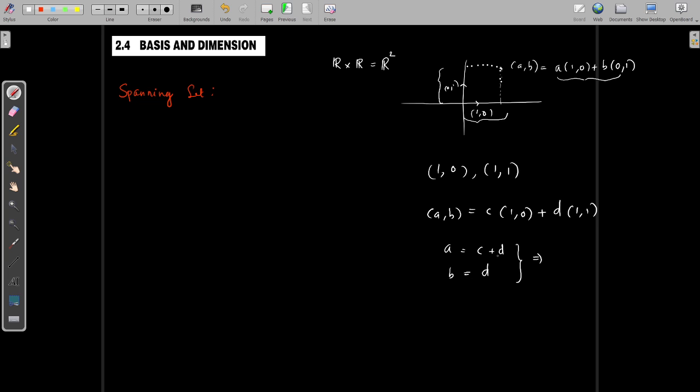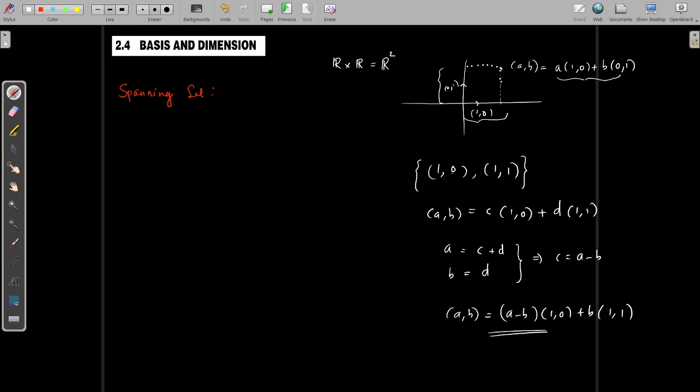When you substitute d equal to b in this, you get c is equal to a minus b. This shows that any (a, b) can be written with c equal to a minus b, so this is (a minus b) times (1, 0) plus b times (1, 1). So any (a, b) can be written as a linear combination of (1, 0) and (1, 1) rather than (1, 0) and (0, 1). So these two sets have an interesting property.